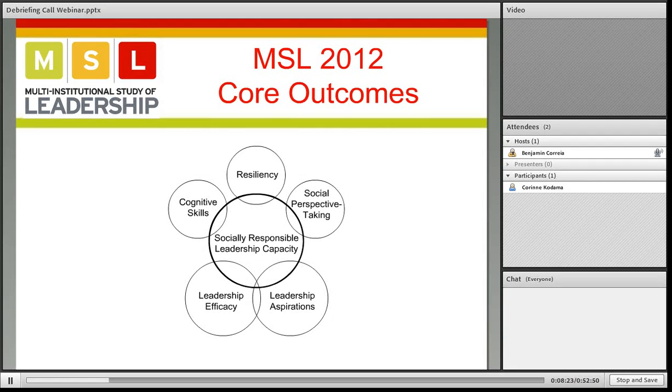So to give you a larger picture of the construct of the MSL around leadership development, you'll notice here again at the center is socially responsible leadership. And again, that's the core of the instrument. However, we have all these other pieces now. As you can see, in the past, cognitive skills have been included throughout the years, and so has leadership efficacy. So those are still main components that we see here with core outcomes measured with the MSL. But again, we've added resiliency and leadership aspirations and social perspective taking. So this gives you a larger picture of what's being measured in the MSL.